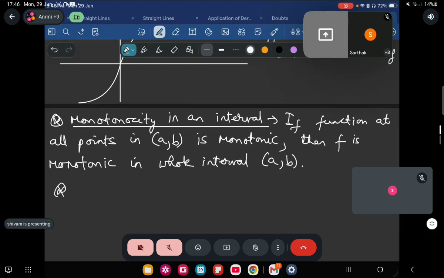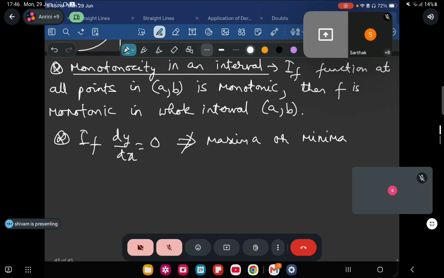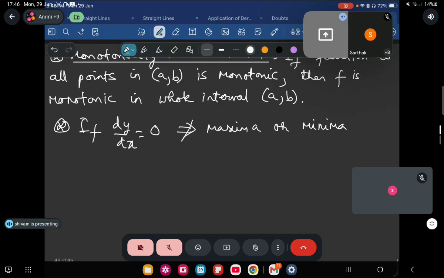Next. So everyone, if dy by dx is equal to 0, this does not imply maxima or minima. You have to check it through graphs only. You have to check the left hand limit and the right hand limit.